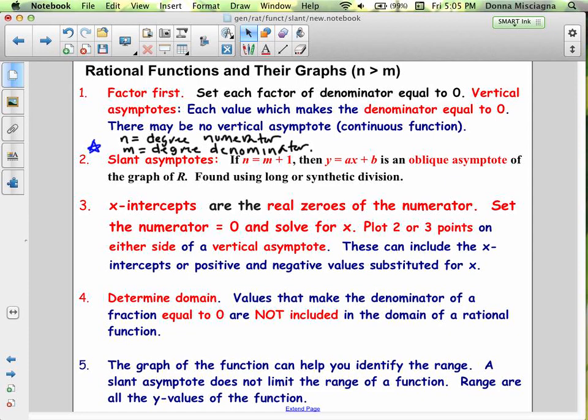We want to find the domain. Our domain is, we're always going to eliminate anything that made the denominator 0. Values that make the denominator of a fraction equal to 0 are not included in the domain of a rational function. The graph of the function may help you identify the range. A slant asymptote does not limit the range of a function, and of course the range is the y values of the function. A horizontal asymptote limits our function. Slant asymptote does not.